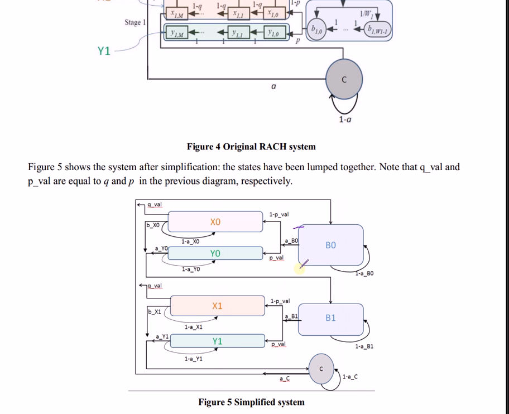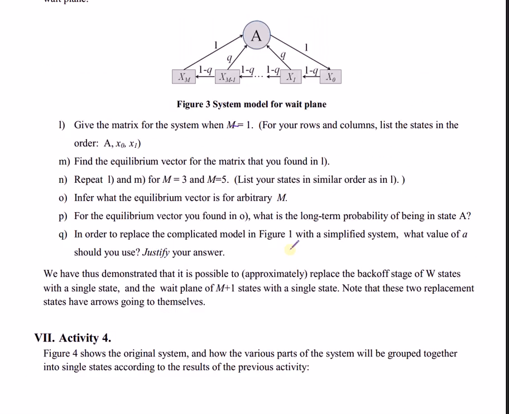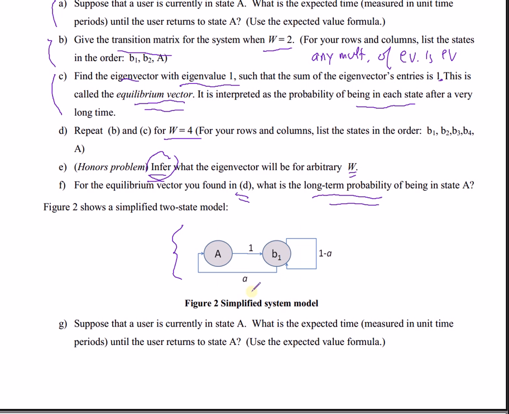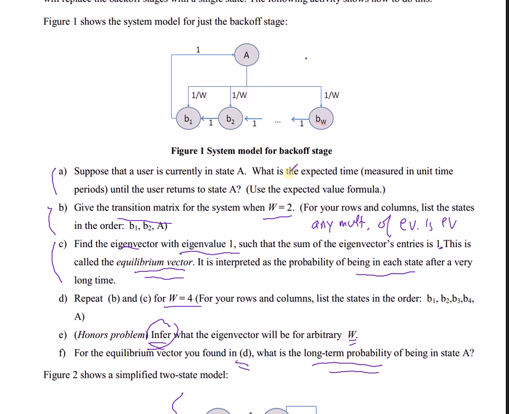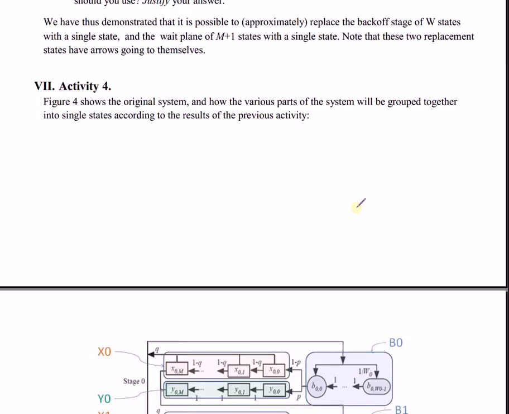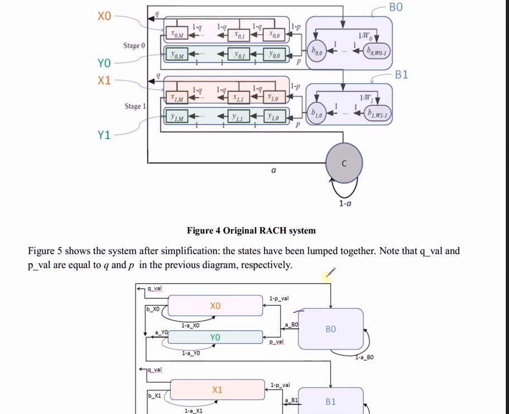You should be thinking about this single state. This single state represents the weight plane. This is coming from outside the weight plane. This is what cycles back to the weight plane, and this is what leaves the weight plane. So the value of A that you found in the previous exercise, the value of A that most closely mimics the behavior of this back-off stage, is what you want to put in for AB0.